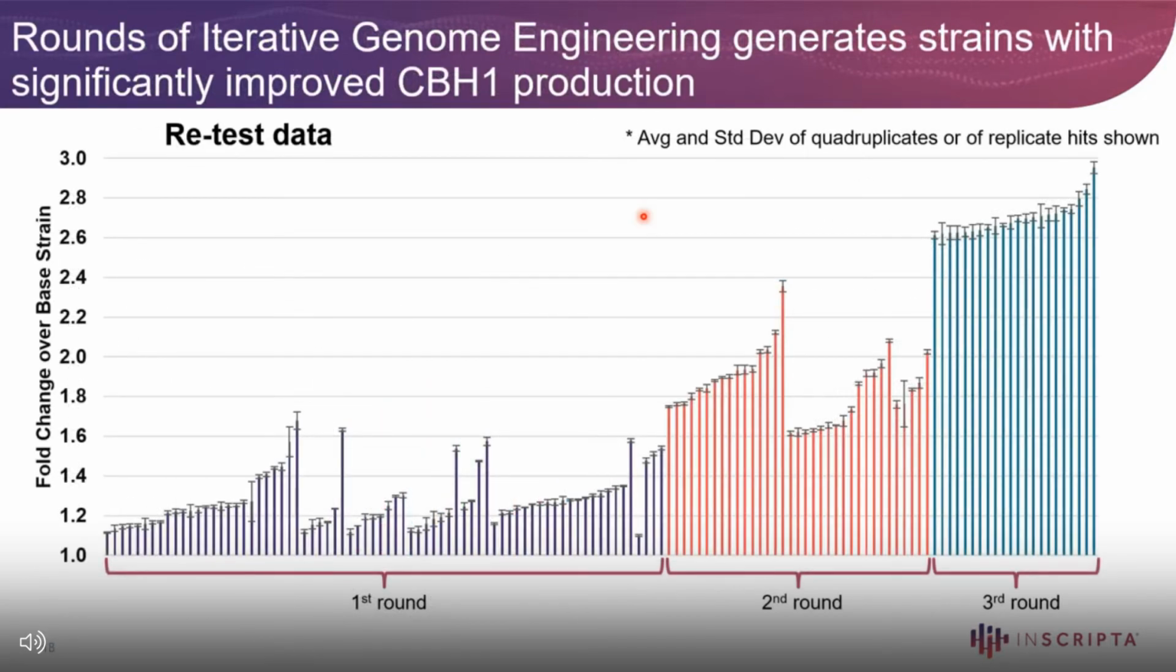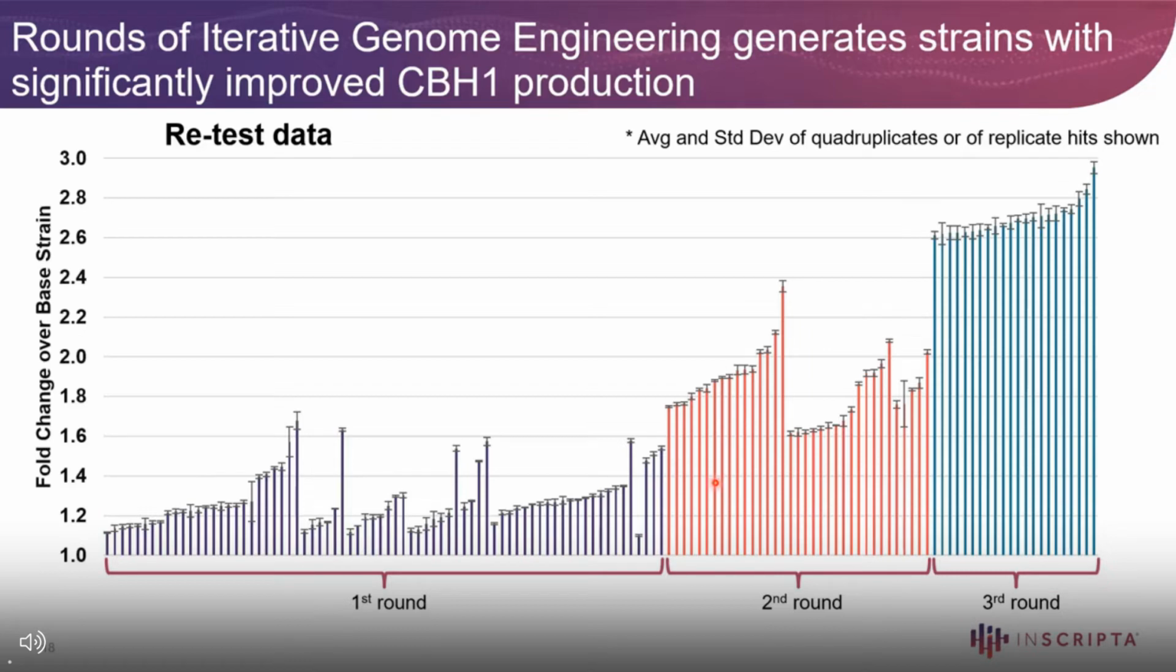Okay, so that's the primary screening data. Now what I'm showing you is the retest data for all the hits that we identified from the first round, the second round, and the third round. And I'm showing you the fold change in improvement in production over the base strain. I arbitrarily picked about a 10% improvement in CBH1 as a minimal improvement to define it as a quote-unquote hit in our screening workflow.